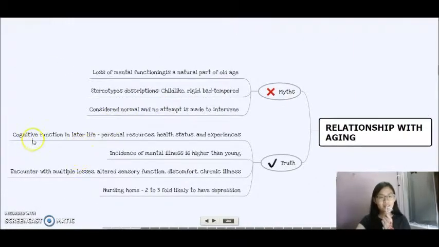But the truth is, cognitive function in later life is individualized. They are based on their personal resources, health status, and experiences in their own life. In fact, the incidence of mental illness among elderly is higher than young, because elderly have to encounter multiple loss, altered sensory functions, discomfort, and chronic illness at the same time. Research shows that elderly who are staying in nursing home are 2 to 3-fold more likely to have depression.